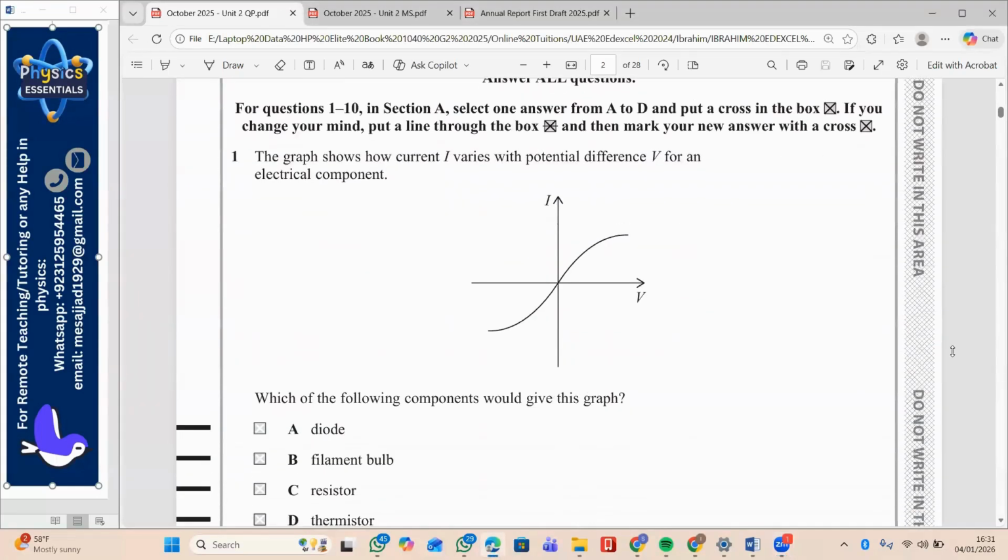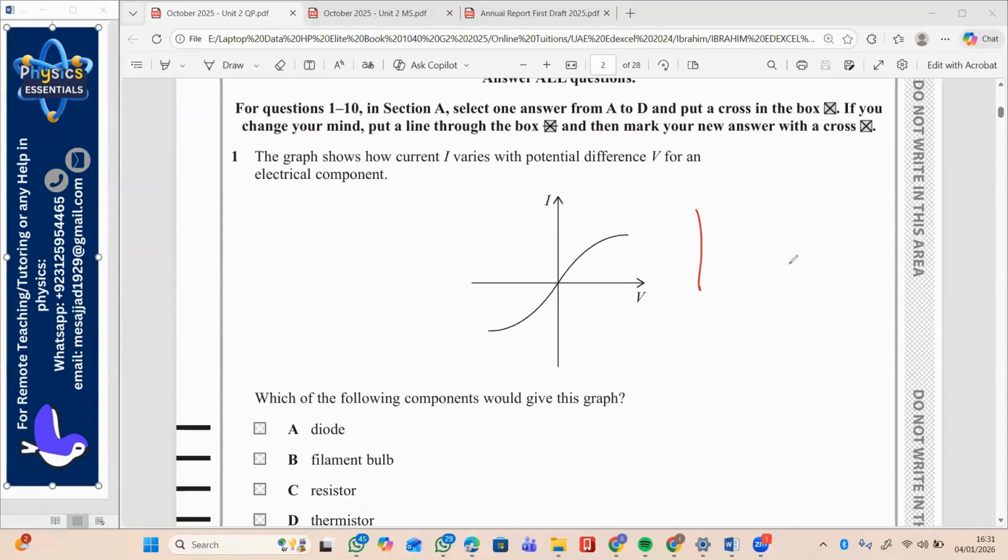Question number 1. The graph shows how the current I varies with the potential difference for an electrical component. Which of the following components would give this graph? So this is obviously for the filament, because for the filament initially when temperature is low, then the rate of change of current is high. So when the temperature is low, initially resistance is also low, and when the resistance is low, the rate of rise of current is high.